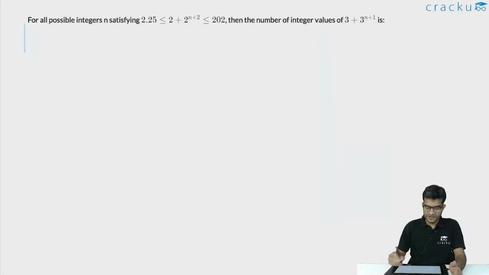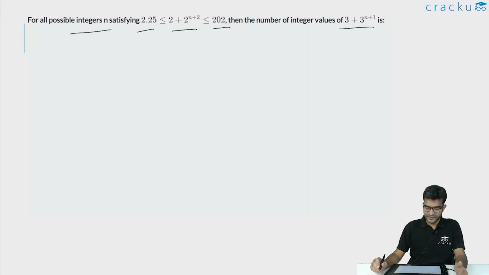In this question, we are told that n is an integer and the value of 2 plus 2 to the power n plus 2 lies between 2.25 and 202. We are asked to calculate the number of integer values that 3 plus 3 to the power n plus 1 can take.